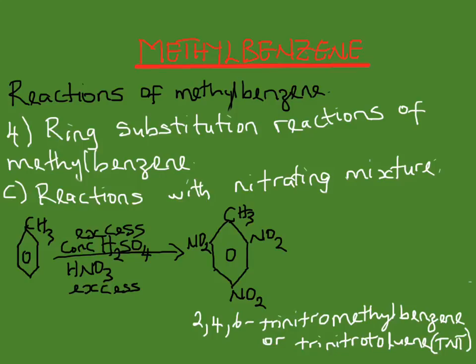As you can see, in the presence of excess nitrating mixture, methylbenzene reacts to give us 2,4,6-trinitromethylbenzene, or trinitrotoluene, which is otherwise abbreviated as TNT.